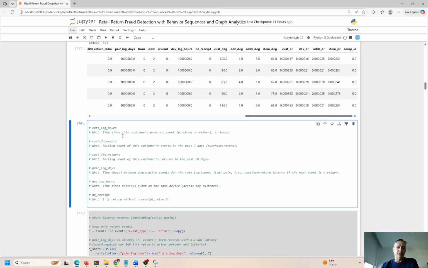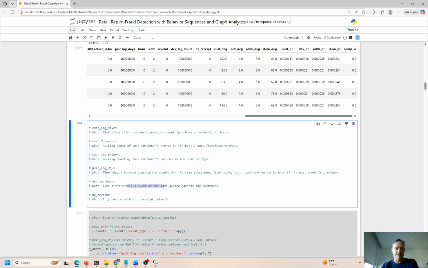So we have customer lag hours. This is the time since the customer's previous event. Last 7 days, this is rolling days. Last 30 days rolling. Pair lag days, this is the days between consecutive events. So a customer returning multiple items, a customer returning the same item multiple times, things like that. That is definitely a red flag.